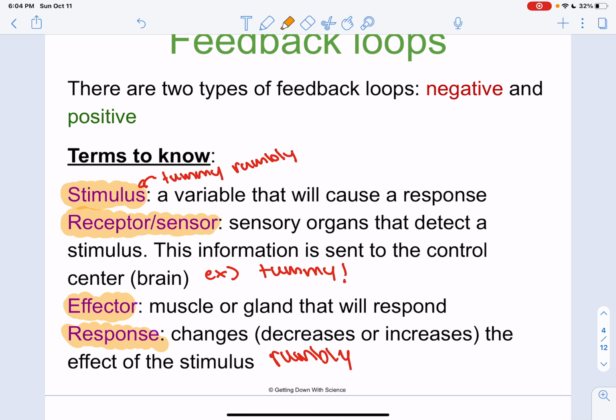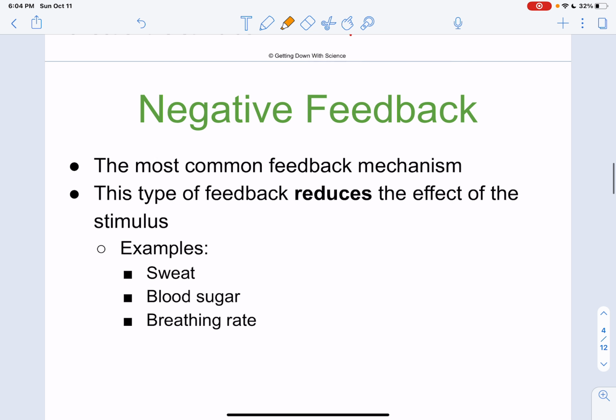So if you're hungry, your brain's going to tell your stomach, okay, start doing the rumbly. Your tummy's going to start doing the rumbly, and you're going to get up and be like, okay, I need to respond to this and go eat something. I hated that example I just used. Just kidding, I loved it.